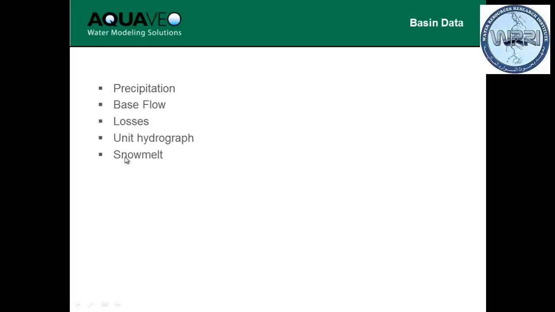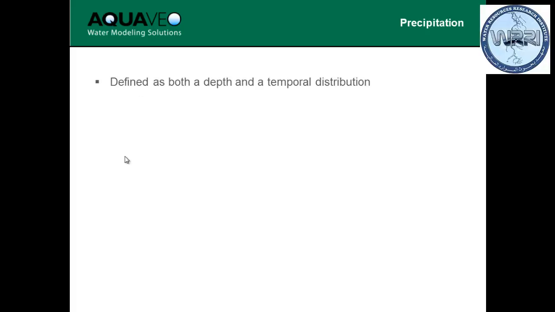Snowmelt, you're probably not going to have a whole lot of snowmelt, but you may. I mean, you might be modeling the whole Nile River basin, and if you're doing that, then you'll have snowmelt in some places.